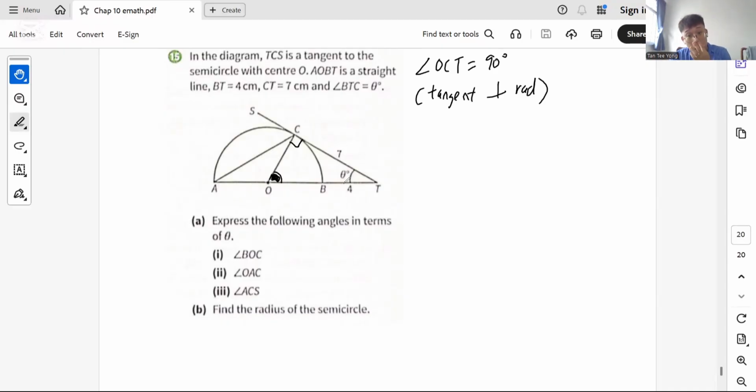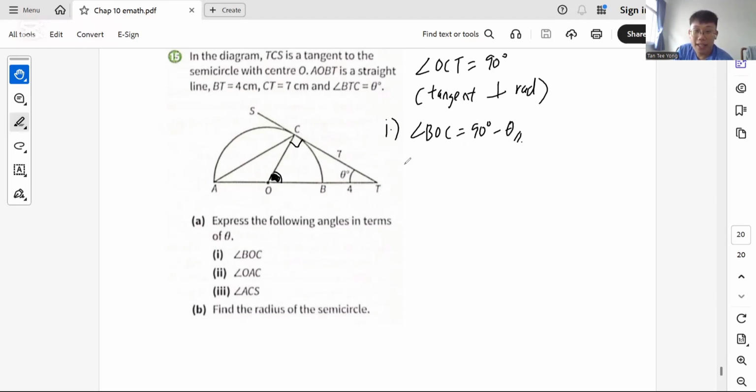Okay, so that is 90 degrees. So in short, let's find angle BOC. Actually, you look at COT, a right angle triangle, so we can use Pythagoras. So that's a reference angle, this is the opposite, this is the adjacent. So tan theta equals opposite... Actually I don't even need to do that, I'm not finding length, I'm just finding the angle. So if you see, this is 90, this is theta. So this is 90 minus theta. So angle BOC is just equal to 90 degrees minus theta.